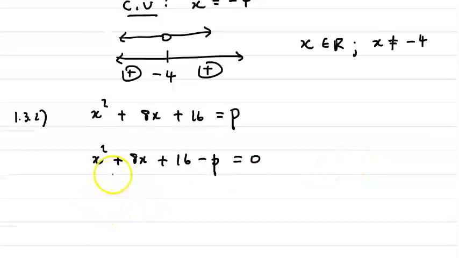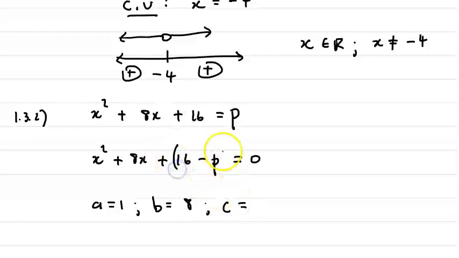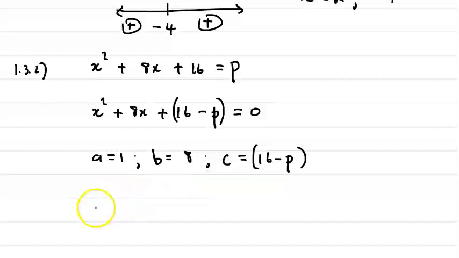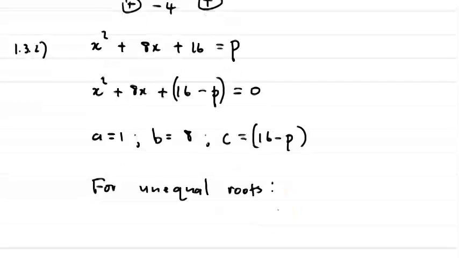If we look at this now, we have a equals 1, b equals 8, and our c value will be 16 minus p. Now let's look at the question one more time. It says two unequal negative roots. Now for unequal roots, let's do the first part. For unequal real roots, we can just write that down.